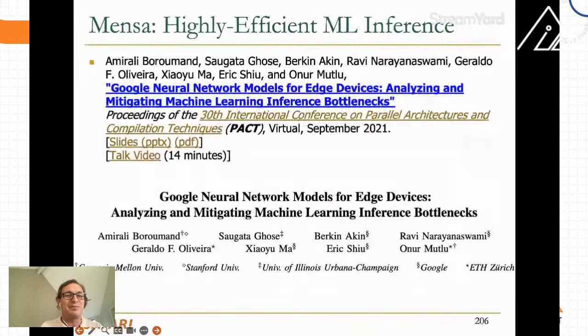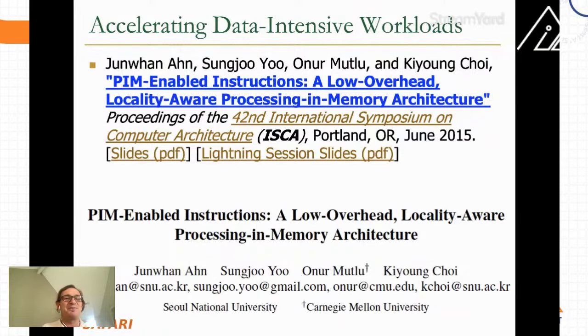at the same time. Okay, if you're interested, there's a lot more in this paper where we talk about a lot of other optimizations, but we don't have time for that.